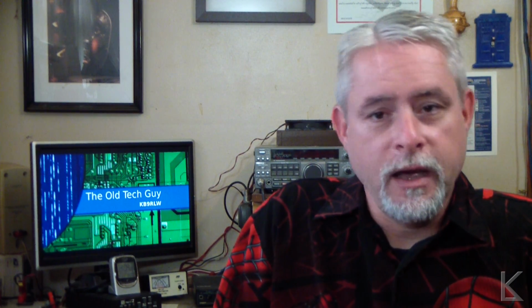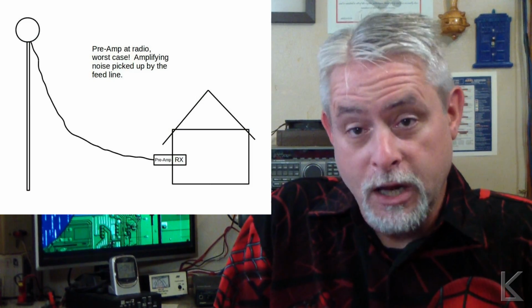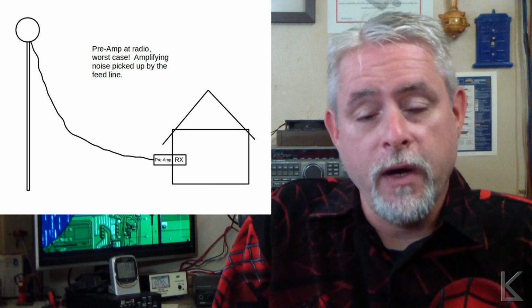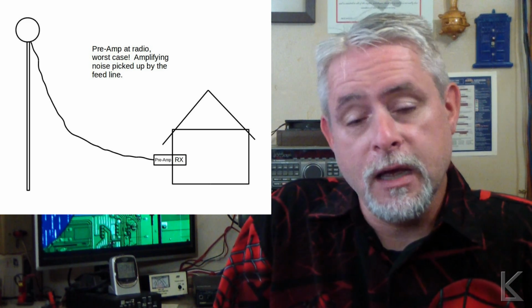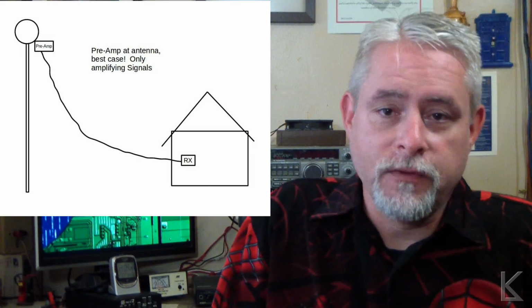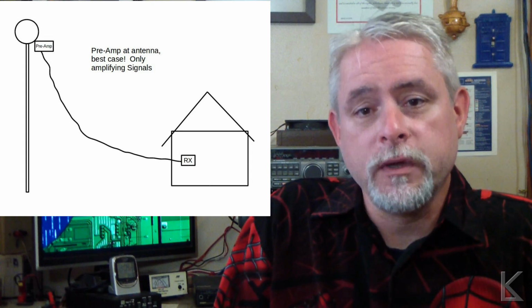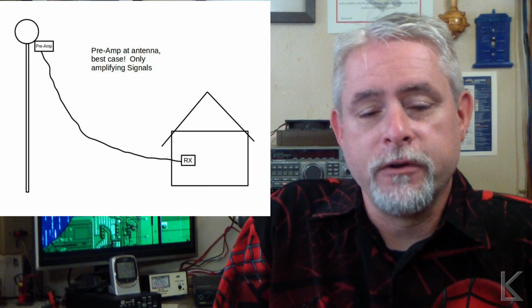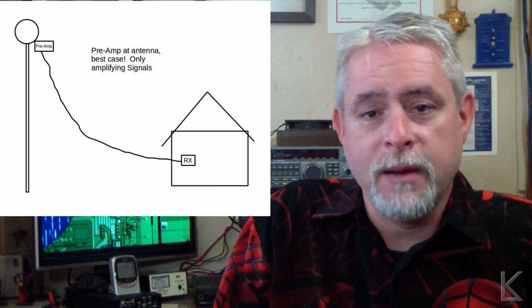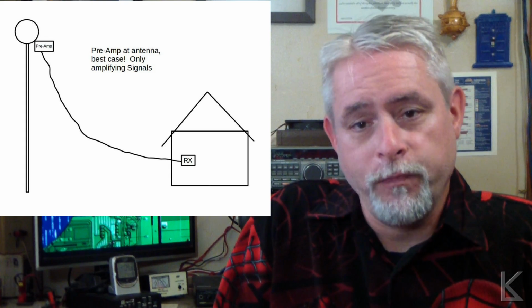The reason you want the preamp at the antenna and not at the radio side of your feed line is if the preamp was next to your radio, it would be amplifying all the noise that's picked up by the coax feed line on the run up to the antenna, as well as the signals that you want. By putting the preamp at the other end of the feed line, at the antenna, it's only amplifying the RF energy from the antenna that you're interested in and not amplifying all that noise that your feed line might be picking up on its run back to your radio. So that's the reason for wanting to do that.